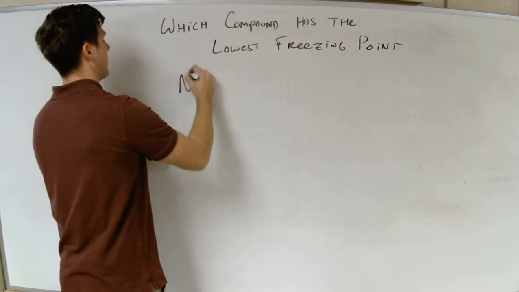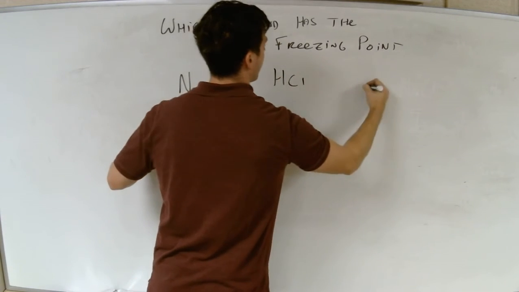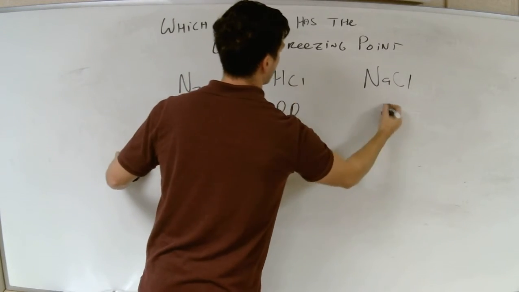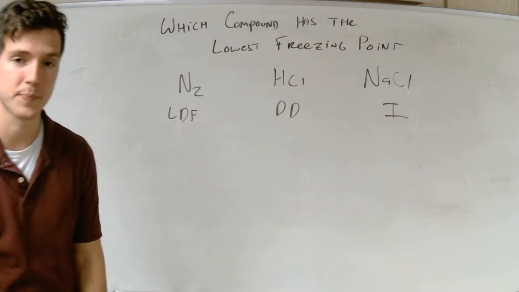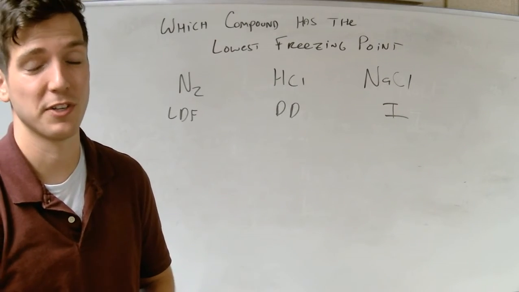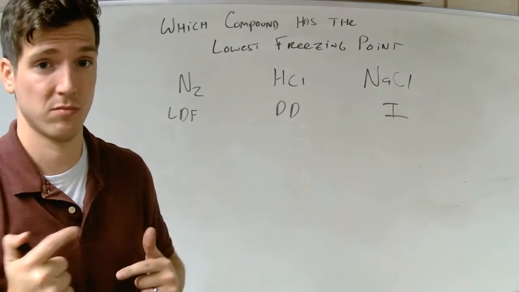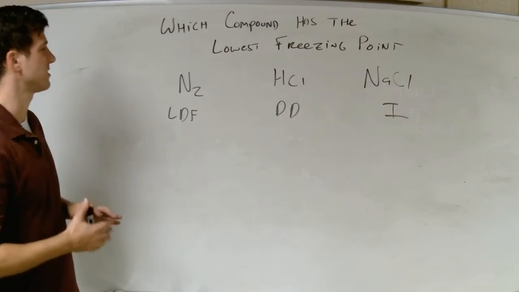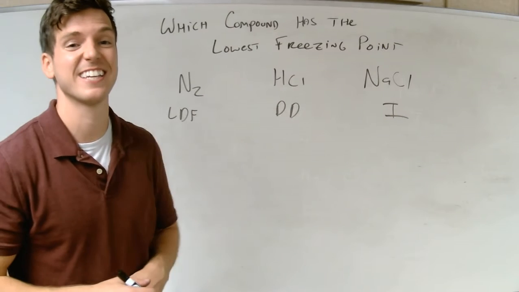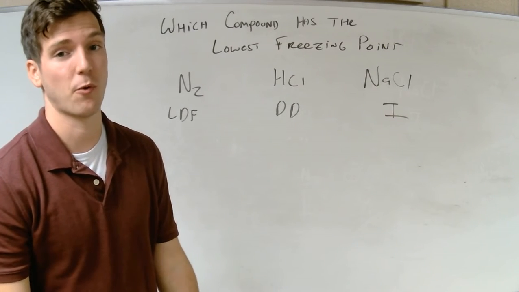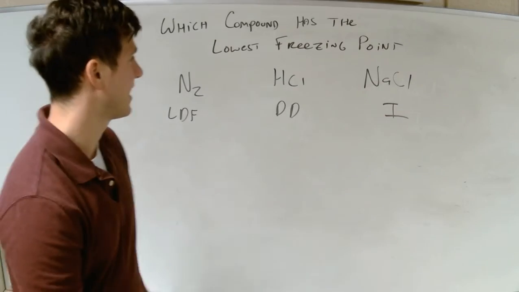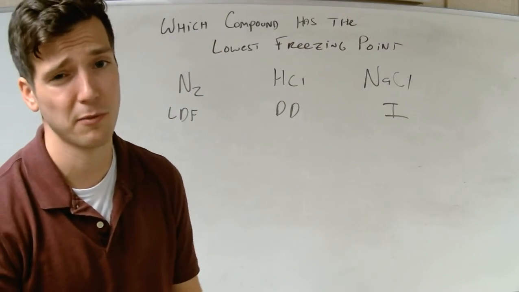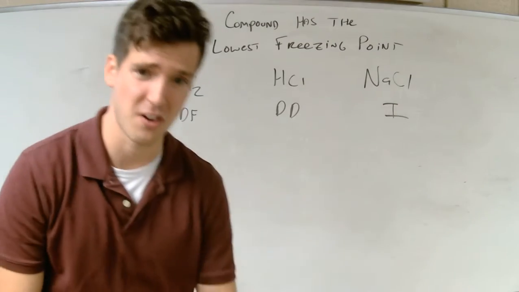And let's go back to our N2, HCl, and NaCl, which we know have LDF, dipole, and ionic. Which compound has the lowest freezing point? Think about that. Low is cold with temperature. Which one takes the lowest temperature in order to freeze? Well, NaCl is a solid, right? It's ionic. It doesn't take a whole lot to freeze it because it's even a solid at room temperature. Those intermolecular forces are strong.